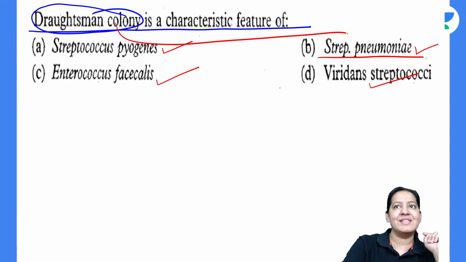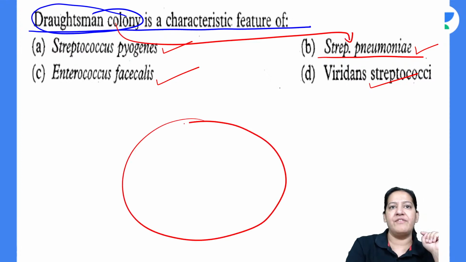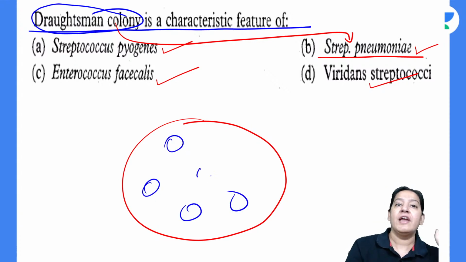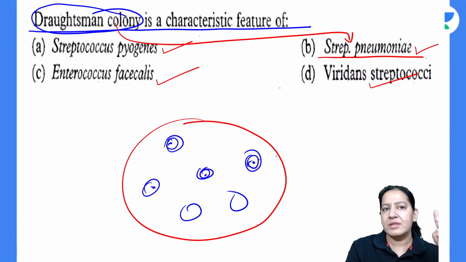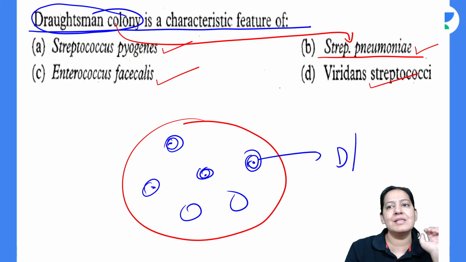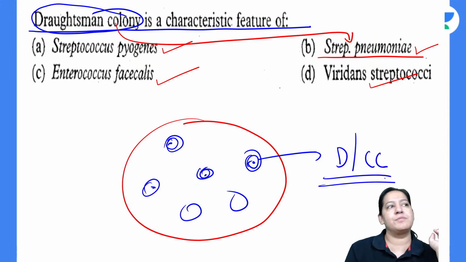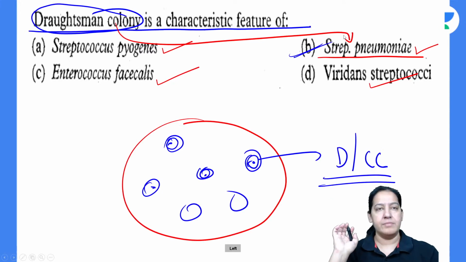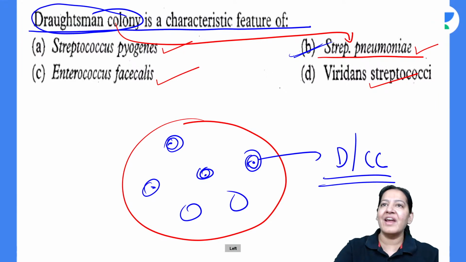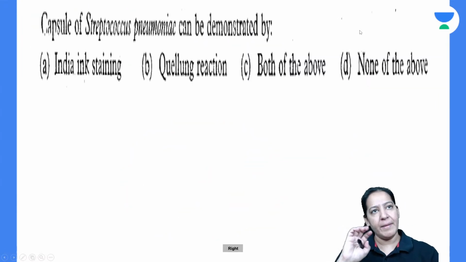Draughtsman colony is the carom coin appearance in which, on blood agar, when we incubate Streptococcus pneumoniae, we find many colonies. If we increase the incubation time, there is a central depression in each colony around which concentric rings are formed. So this looks like a draughtsman or carom coin. This is known as the draughtsman or carom coin appearance. Yes, Samir, RR, Lavanya, you all are right. Very good. The correct answer here is B. Oh, I'm sorry, I have written the incorrect answer. I'm correcting it. The correct answer is B. Coming to the next question.